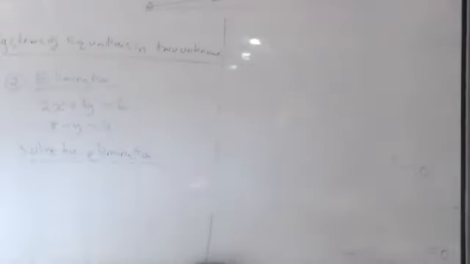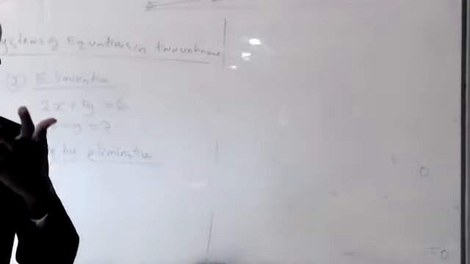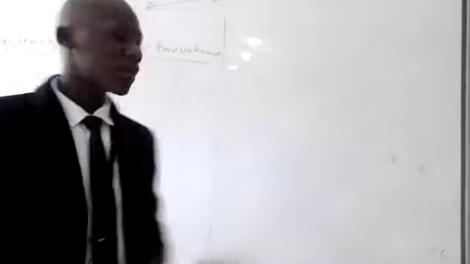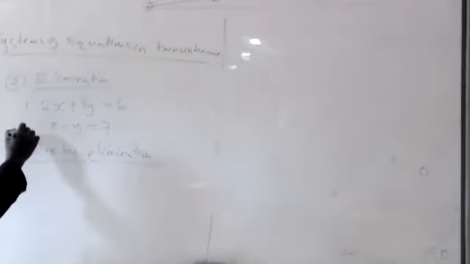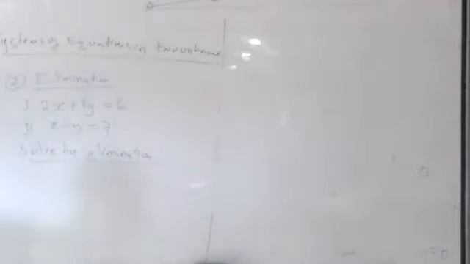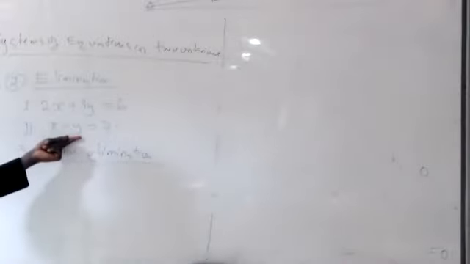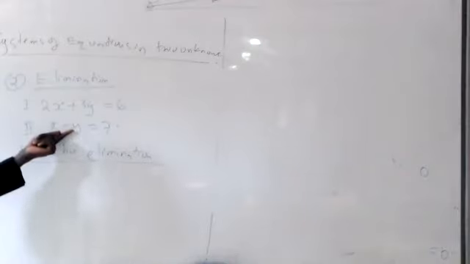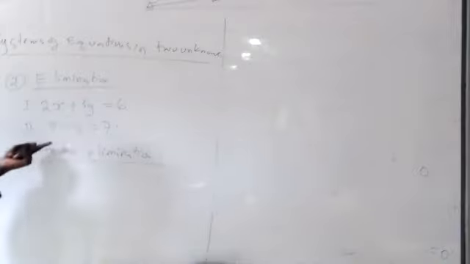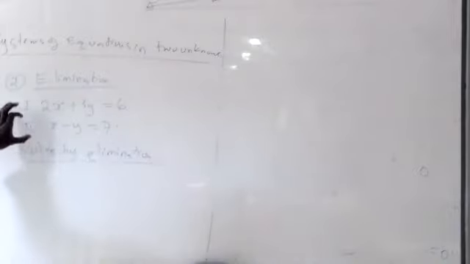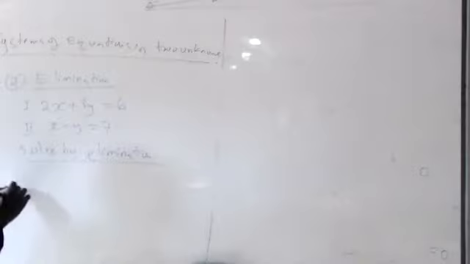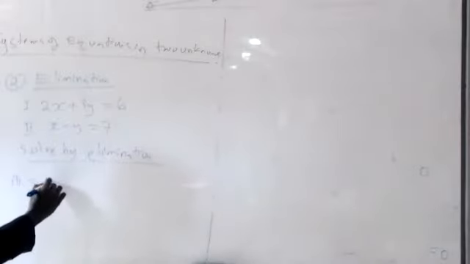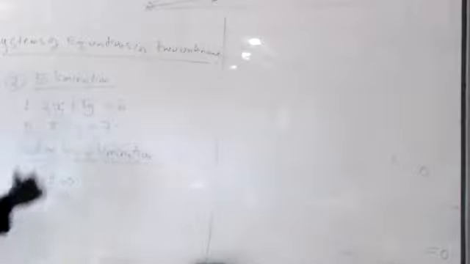There is no rule on which variable to eliminate. You are the one to choose. So suppose I choose to eliminate y. Then I need to make the coefficients the same or additive inverses of each other. So this is equation 1, this is equation 2. I want to eliminate y, so the only way is to make this -3. It's -1, so I can make it -3, so that -3 plus 3 is 0, and there will be no y. So multiply the second equation by 3.